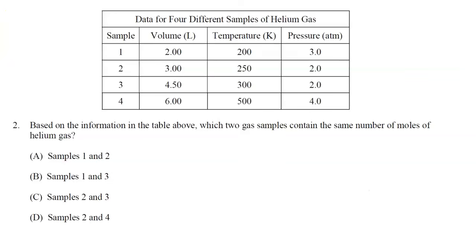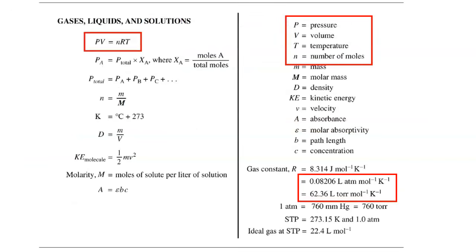Now let's take a look at question 2. Question 2 says, based on the information in the table above, which two gas samples contain the same number of moles of helium gas? Let's take a look at the AP Chemistry equations and constants sheet. In this section, which is entitled Gases, Liquids, and Solutions, you can see the ideal gas law, PV equals nRT, where the variables P, V, T, and n stand for pressure, volume, temperature, and number of moles.